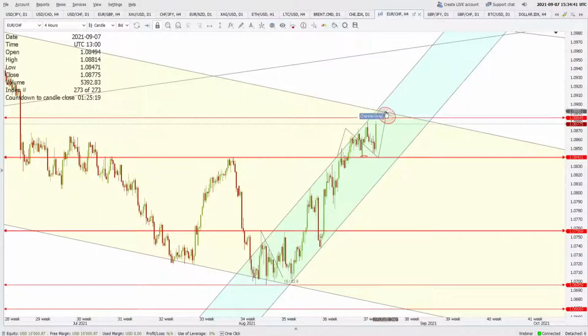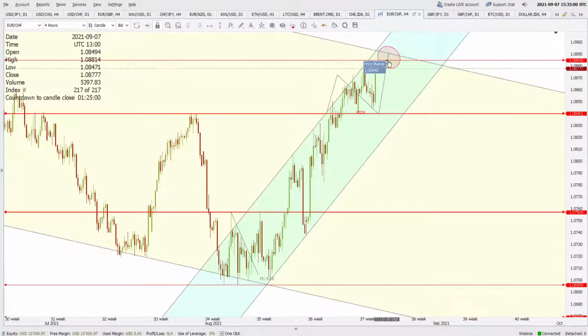One is this falling channel's resistance, two is this horizontal resistance, three is this rising channel's resistance here. So this area is a good resistance area to open sell positions. Right now it is good for speculators, but if you want to open a sell position, then you should open only when you see some bearish price action here.